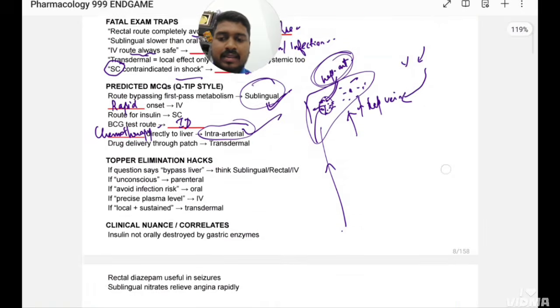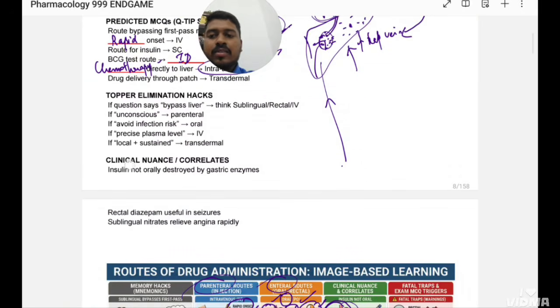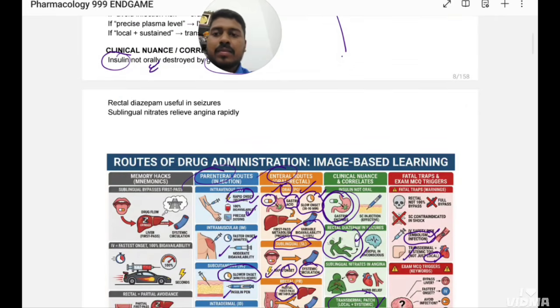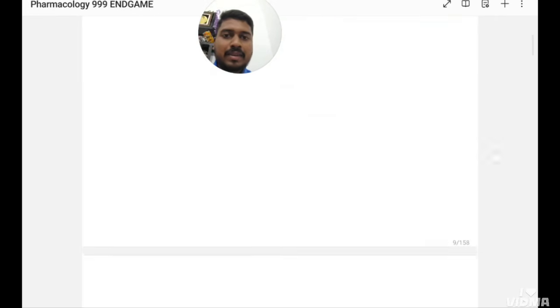Okay, I think I have answered everything, okay. Insulin is not given orally because it is destroyed by gastric enzymes, okay. So that is the ultimate necessity. If you are giving via the oral route, the drug shouldn't be destroyed by gastric enzymes, okay. So rectal route is useful in seizures and sublingual nitrate for relieving angina rapidly.